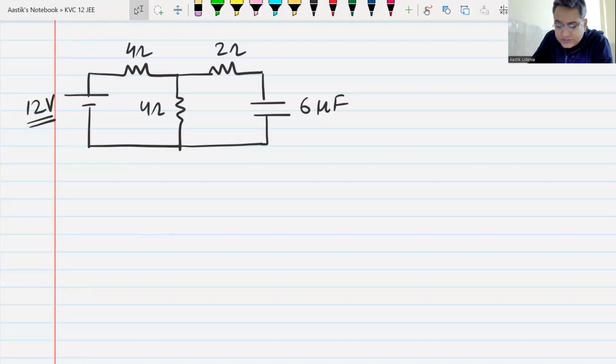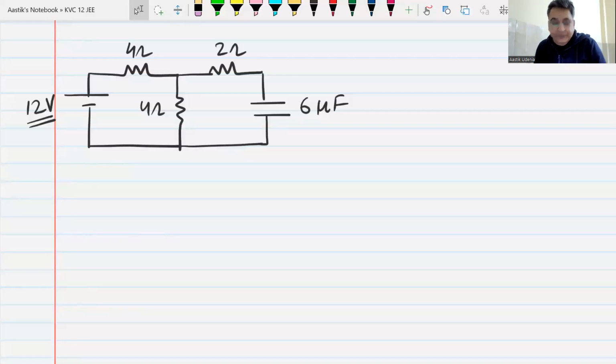Then here comes the question, sir. You have to tell me the time constant of this circuit. Your time starts now. So how are you supposed to do this? We have to find the equivalent resistance between these 2 points. Yes or no?